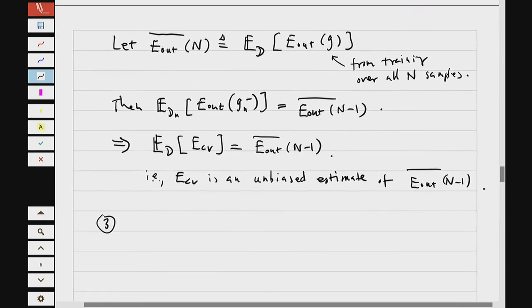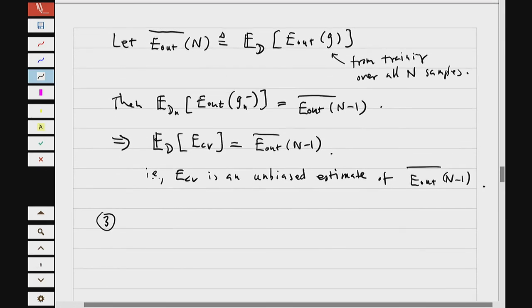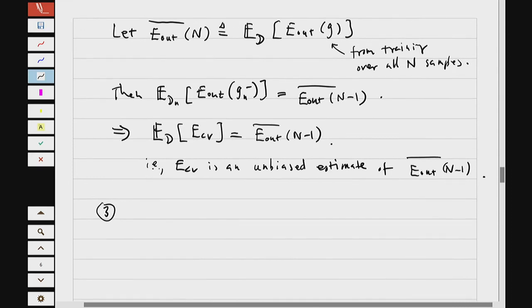Is it consistent? Remember, previously we showed consistency by saying that if you take the average of random variables that are independent, the variance of the sum equals the sum of the variances. And then when you take the average, as the number of points goes to infinity, those variances go to 0.